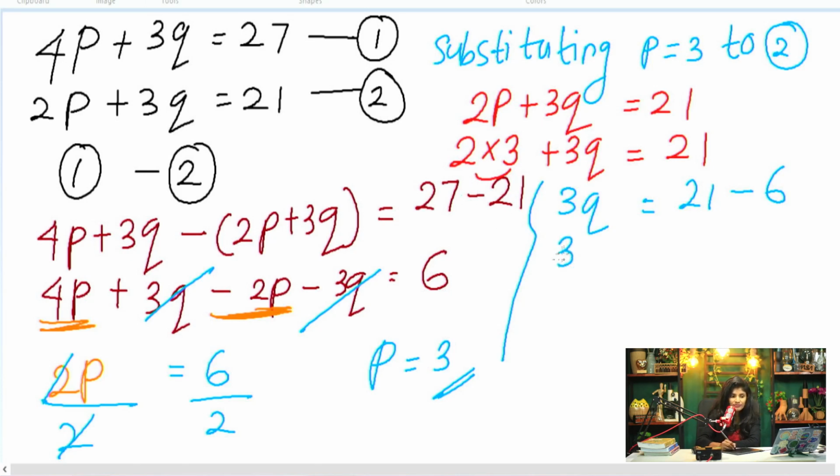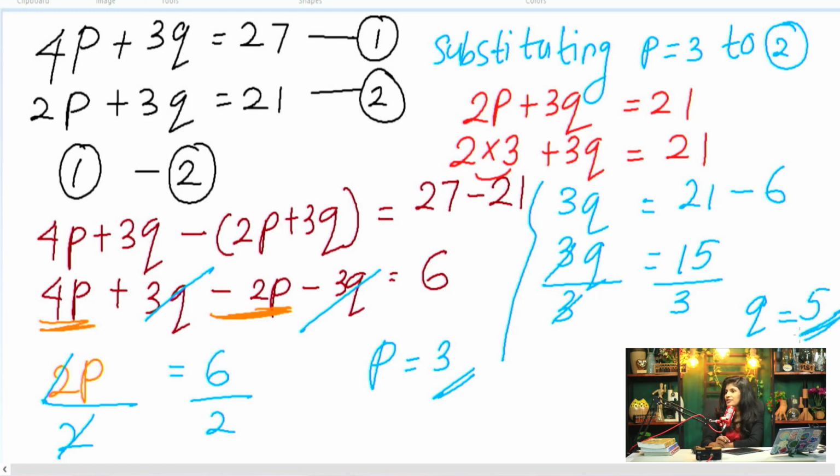Okay, now I will get the answer as 3q is equal to 15. So I'm going to divide both the sides by 3 because I want the value for q. So I will get the answer as q equals 5. So we got the two answers, p equal 3 and q equal 5. That's it. Very easy.